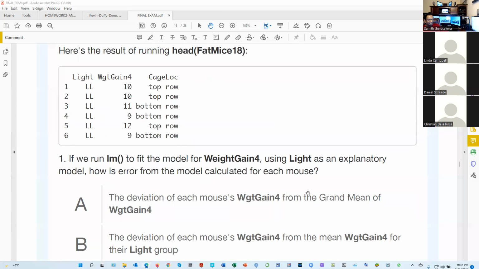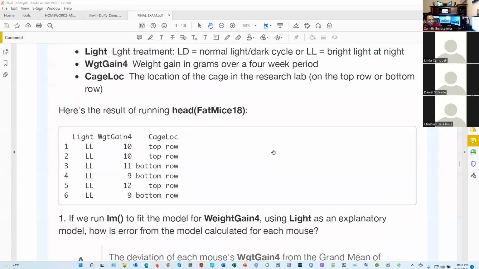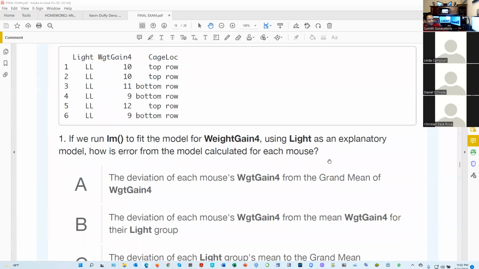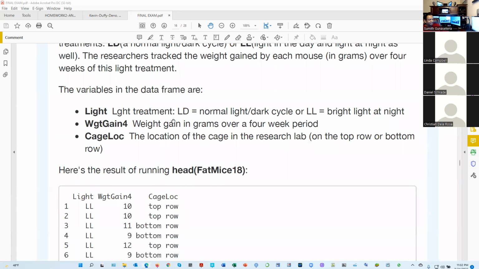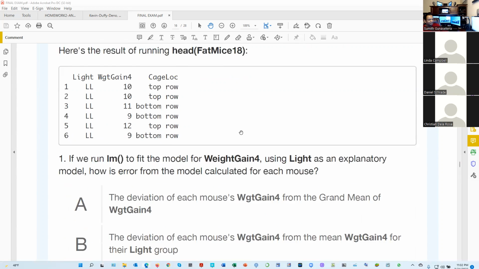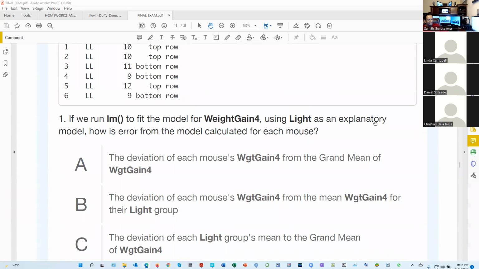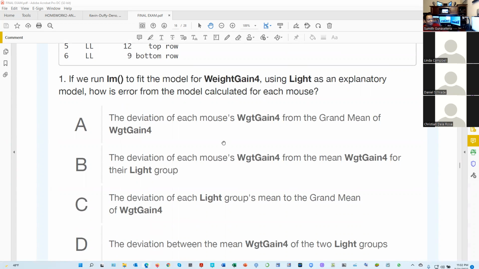If you run lm to fit the model for weight gain using light as an explanatory variable, light has two options: normal light and bright light at night. Normal light, bright light, LD and LL. So with that as the explanatory variable, how is the error from the model calculated?